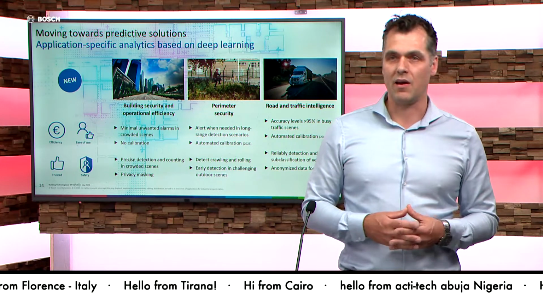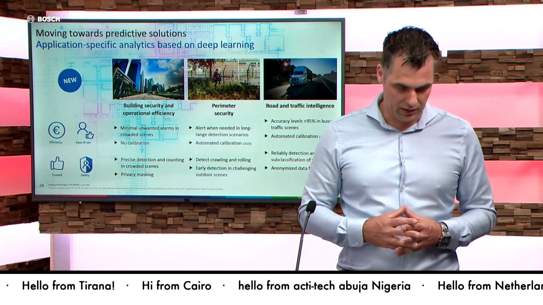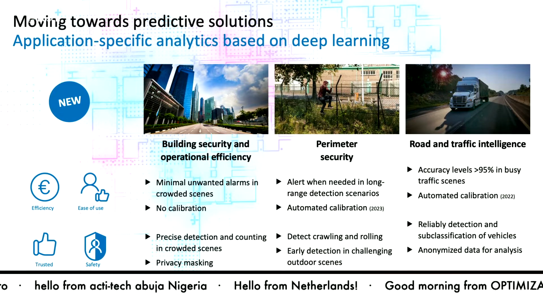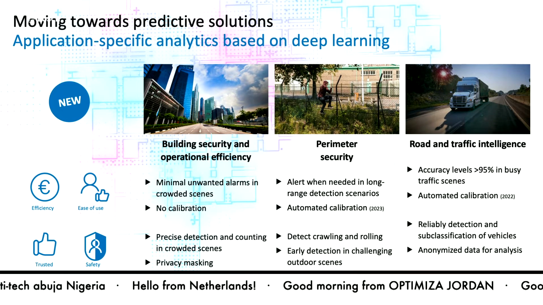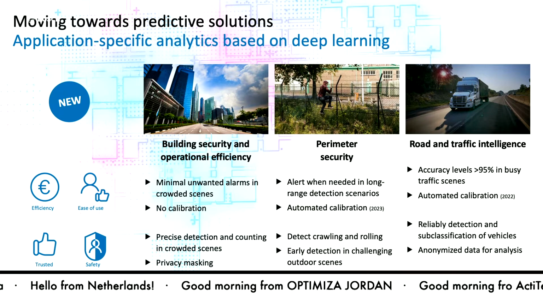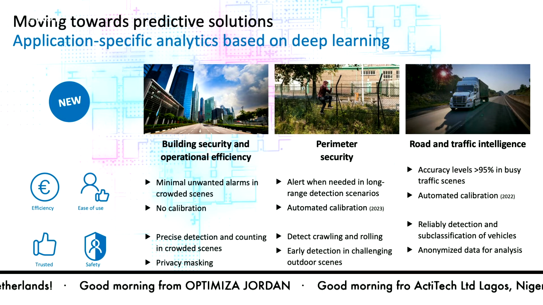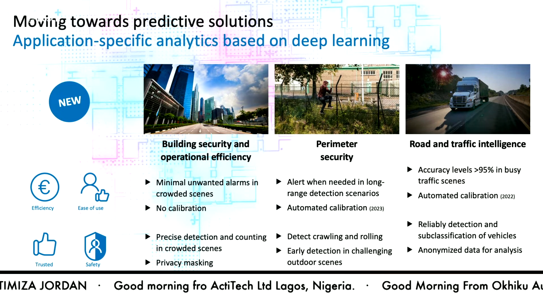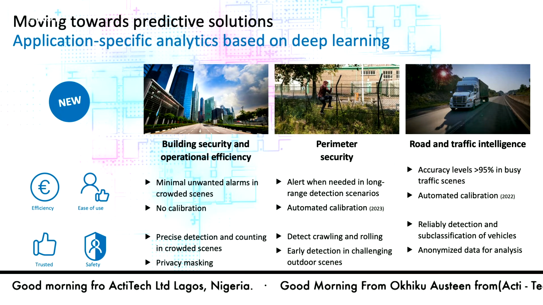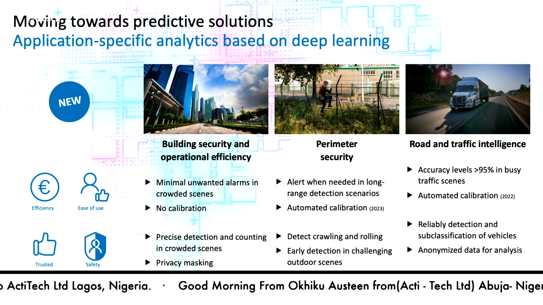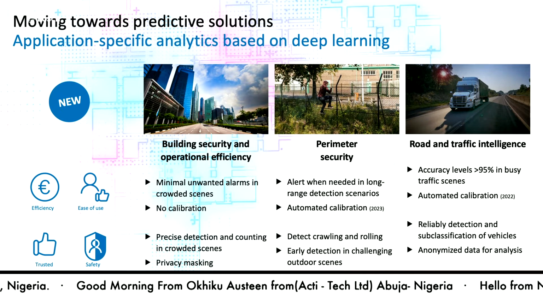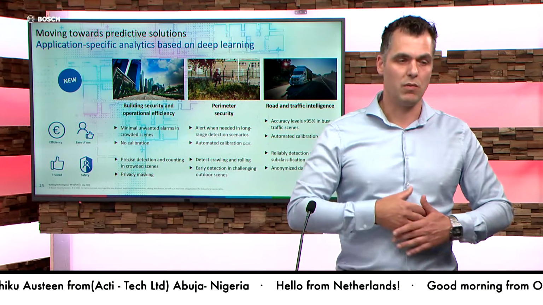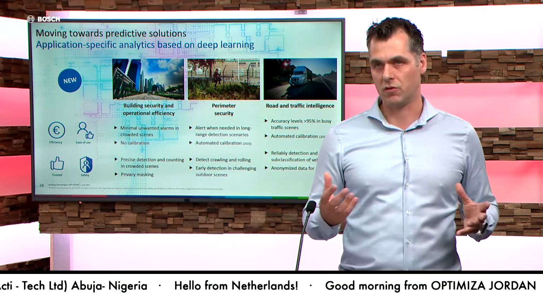Then as soon as you want perimeter kind of applications, we will go with a package there. That will go more in the direction of automated calibration, which will be launched in 2023. So we can also detect crawling and rolling on the floor, for example, which is where IVA excels. IVA will be the main part of this engine, but it will be packaged as perimeter security.